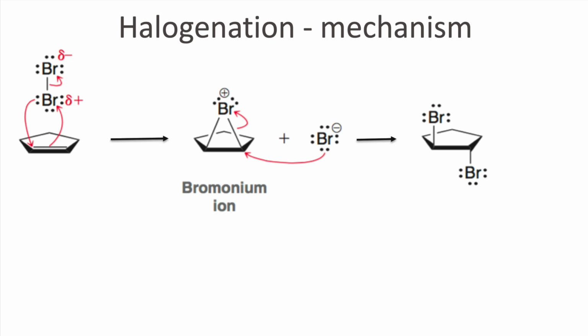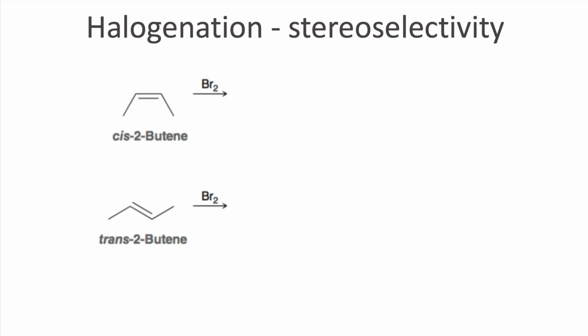And then finally, you can do this also from the bottom of that pi bond, giving us two different stereochemical pathways, and at the end, giving us the other products. So these reactions will produce two enantiomers. And so because of that, halogenation is also stereospecific. So the stereochemistry of the starting alkene will determine the stereochemistry of your product.